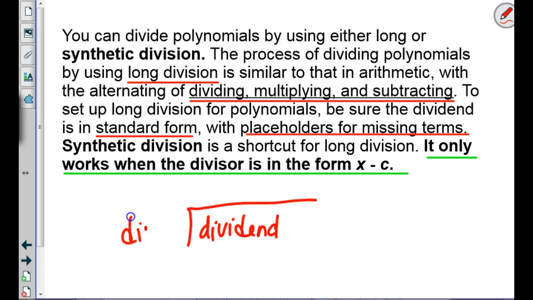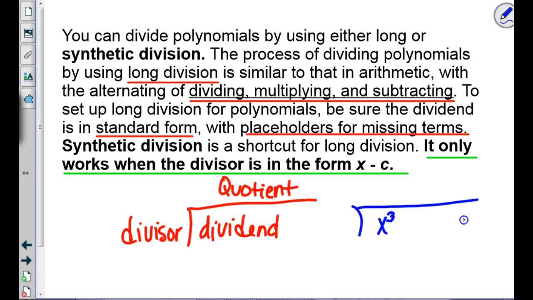The vocabulary, guys, this is the dividend. This is the divisor. And this is your quotient. Just in case you don't remember the vocabulary. This placeholders for missing terms business means if your dividend in here is 8x cubed minus 6, okay, you need to put some zeros in. What factors or powers of x are missing?